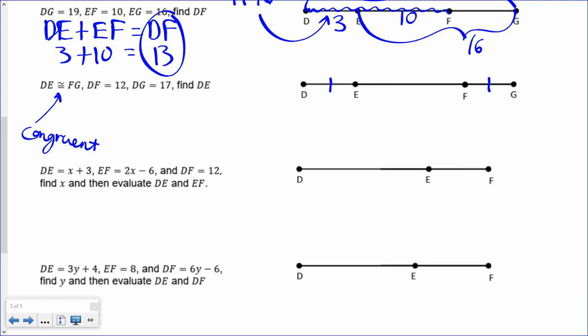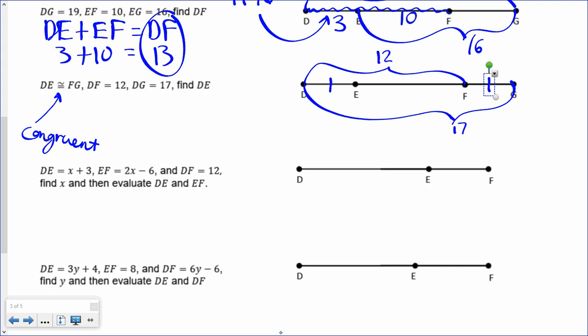Okay? I know that DF is 12. I know that DG is 17. And I'm after DE, which is this little section right here. How would I find the measure of DE?